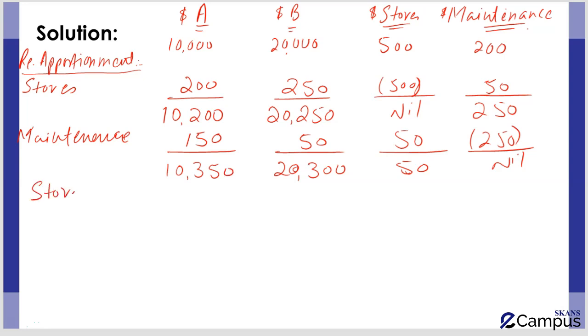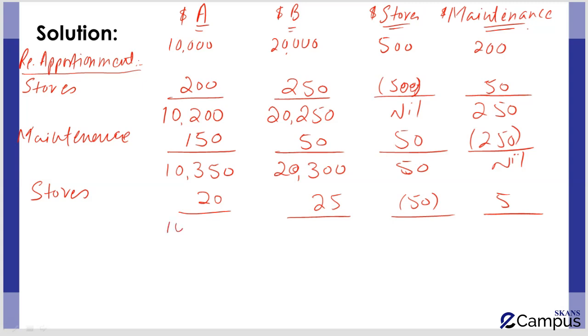Now let's reapportion. As you see, we have reapportioned one time each. When we reapportion stores, the stores balance becomes nil. Then we reapportion maintenance, then maintenance becomes nil, but stores again got some balance. So now we can see stores still have 50 balance. So we will reapportion the stores department again with the same base information, 40% to A, which would be 20, 50% to B, which would be 25, and 10% to maintenance.